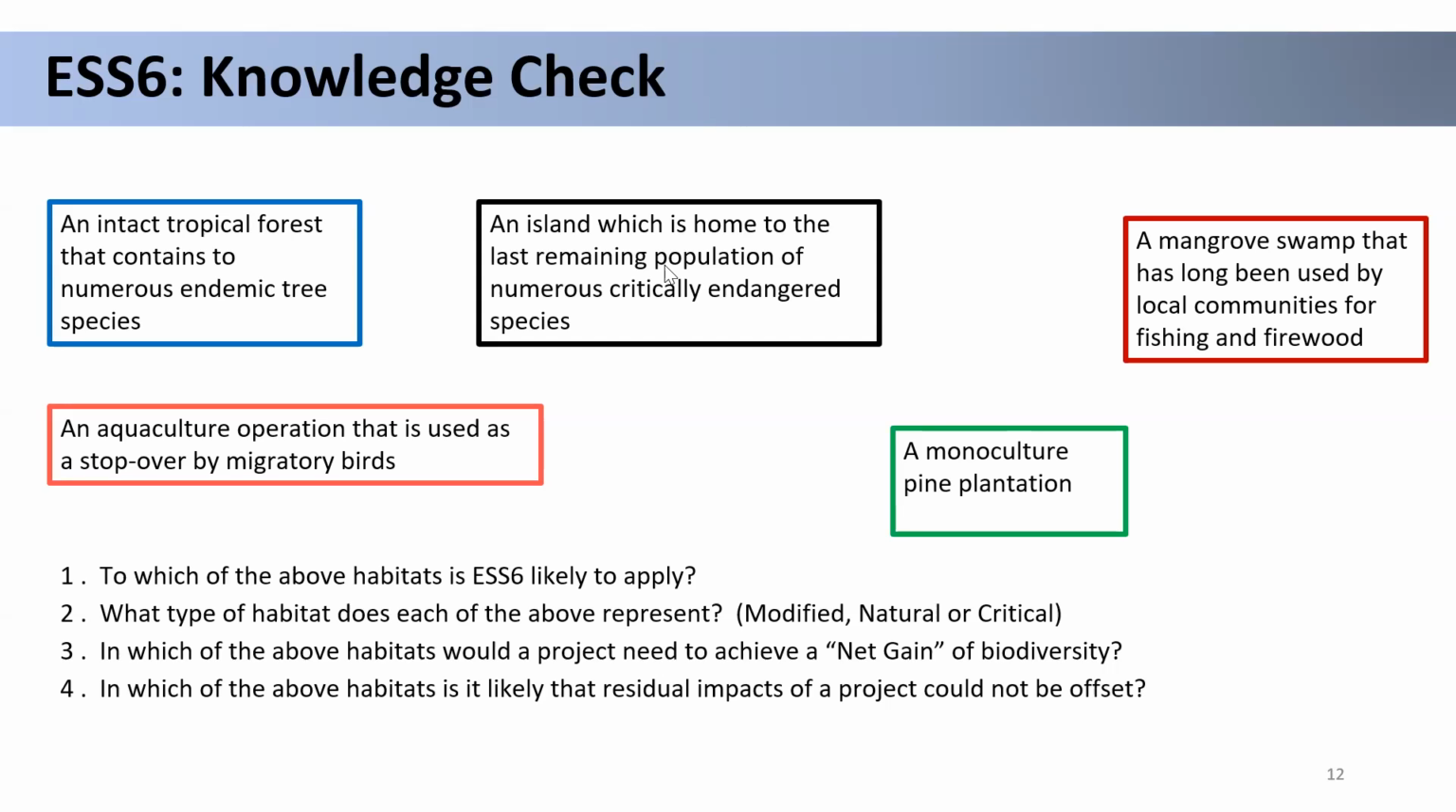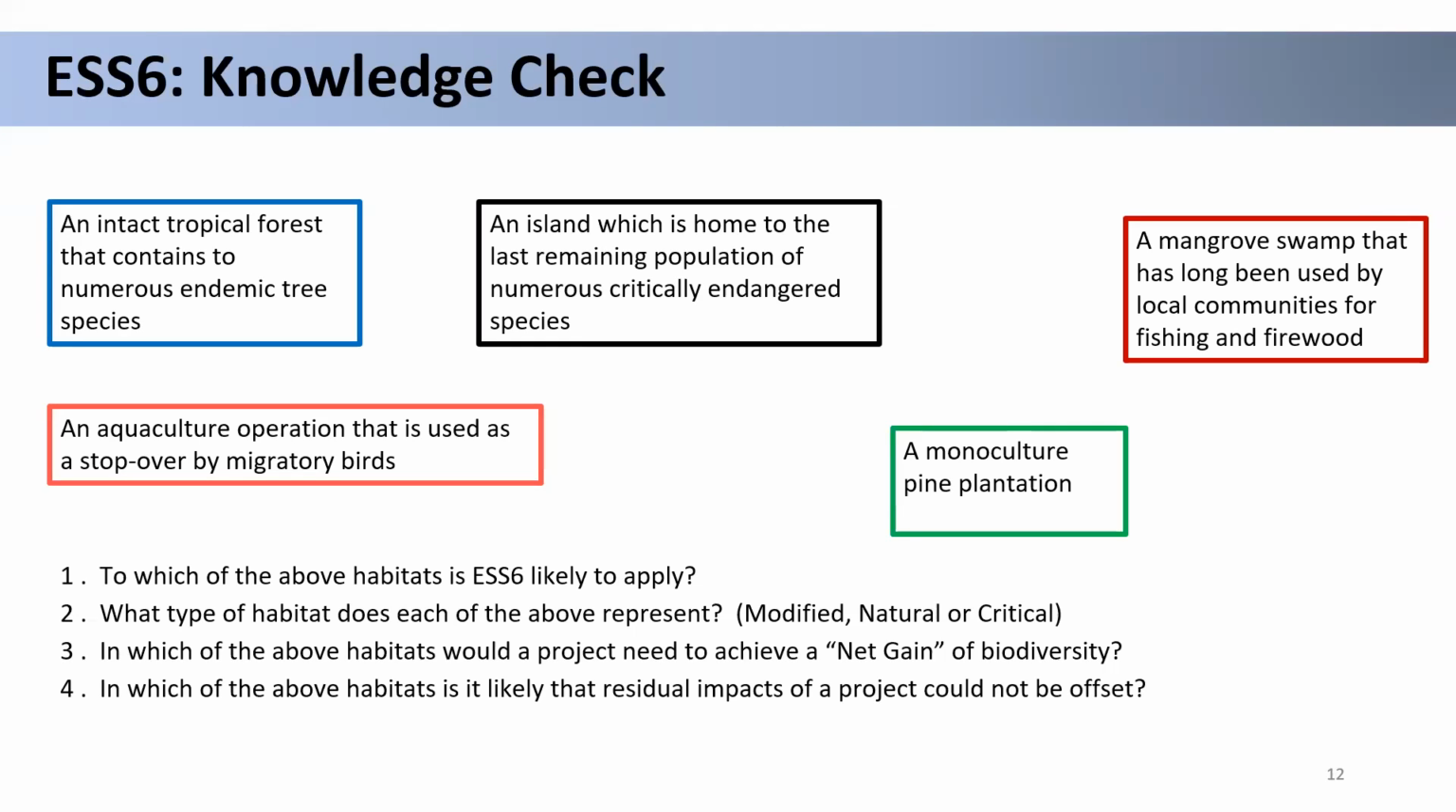Okay, that's the correct answer, that critical habitats need net gain. So in these cases, it would definitely be an island with the last remaining population of numerous critically endangered species, but also an intact tropical forest that contains numerous endemic tree species. So thank you for the answers. And now the last question. In which of the above habitats is it likely that residual impact of the project could not be offset?